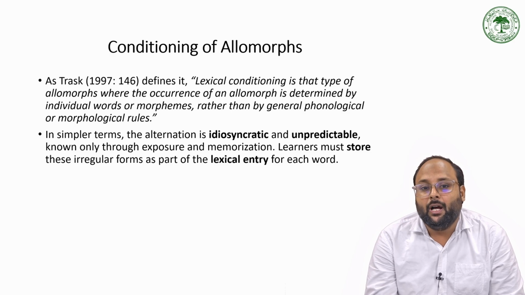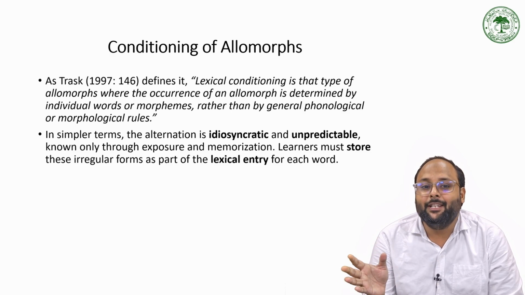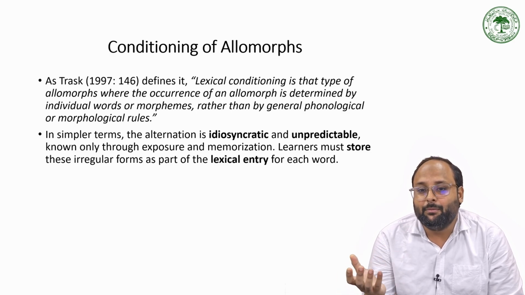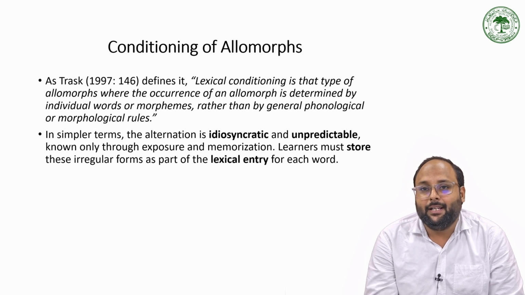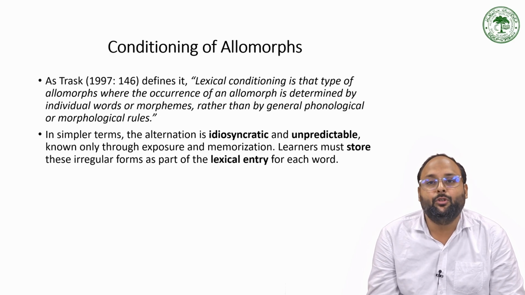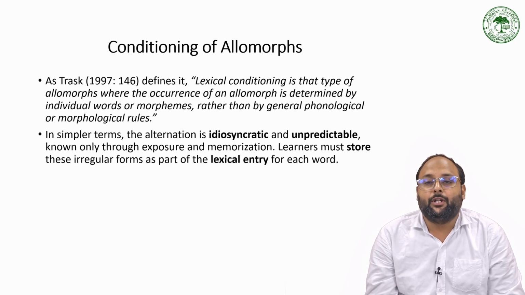So it is known through exposure and memorization. We can only use it or store this information by memorization. We cannot apply any rule to understand it. So the learner must store these irregular forms as part of the lexicon entry for each word. So this information can be stored through memorization, and we cannot generate it by the regular pattern of the language.